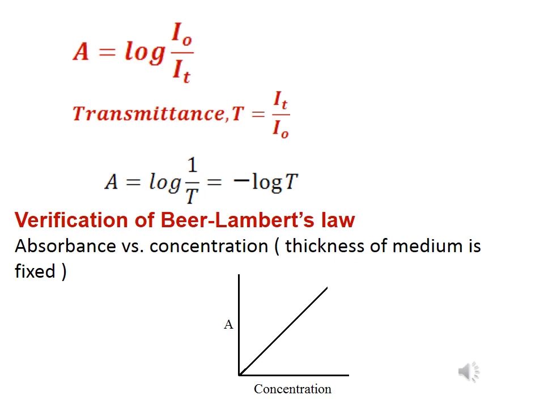Now, to verify the Beer-Lambert's law, we can take the help of the graph. In this graph, on the y-axis we take absorbance and on the x-axis we take the concentration. We are going to get a straight line graph. With the help of this graph, we can also determine the concentration of the unknown solution.